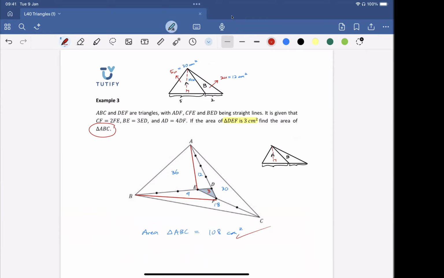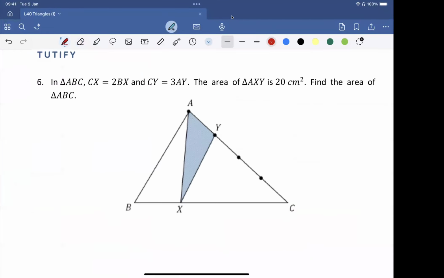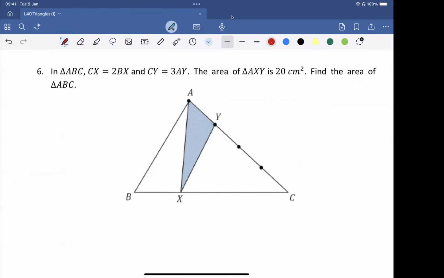All right. Now let's take a look at the next one. It is exactly the same concept. So let's label the question first. They say that CX is 2 times of BX. CY is 3 times of AY. The area of AXY is 20. Find the area of ABC. Find the area of the entire thing.